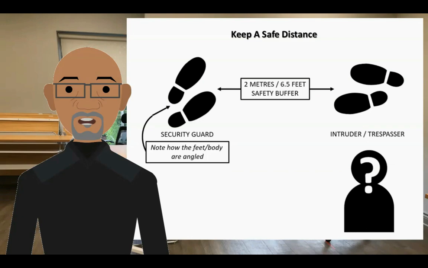Your objective is to work on getting them to an area near an exit door and not further inside the premises. The closer they are to an exit door, the easier it is to get them to leave. You may have to ask them to leave at least 3 times before they comply.